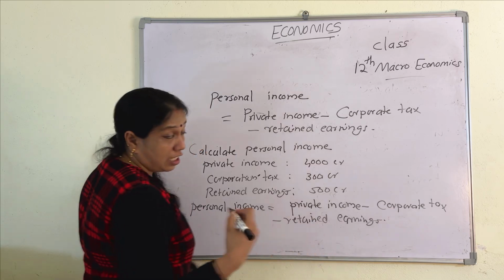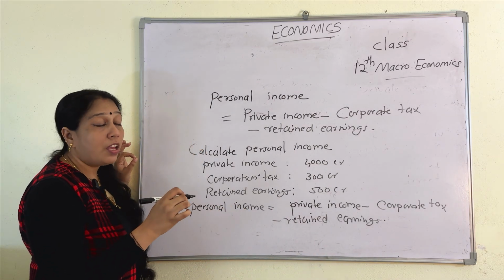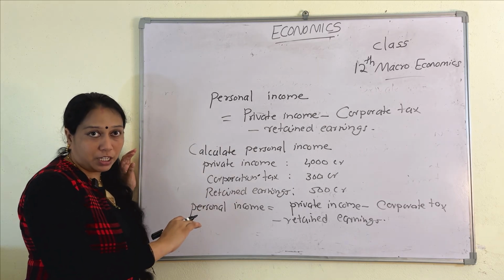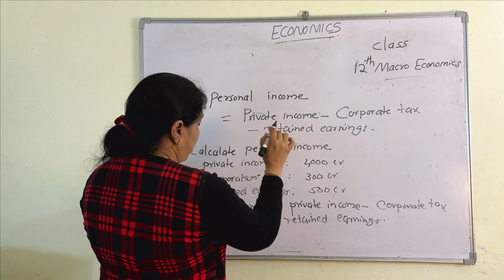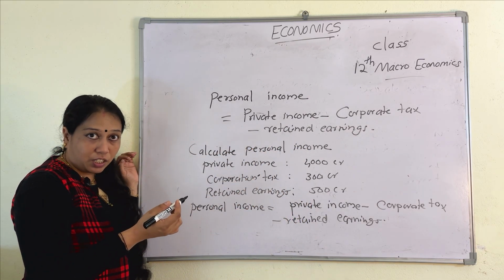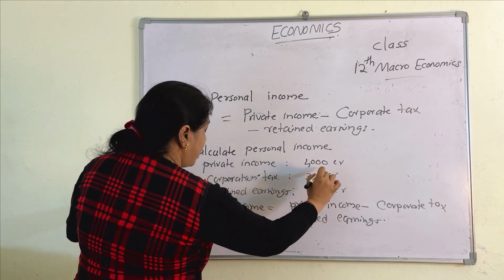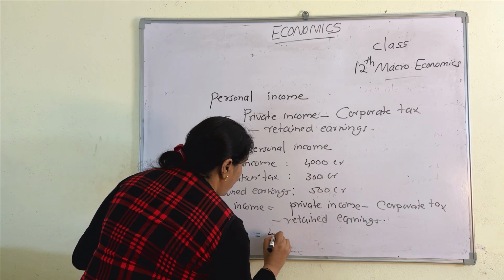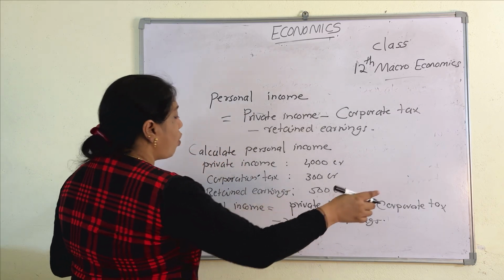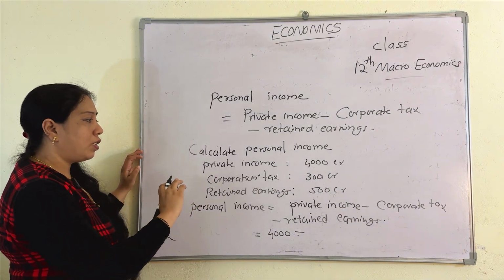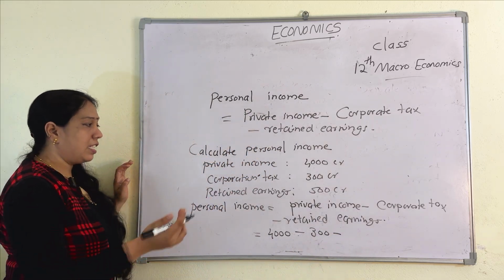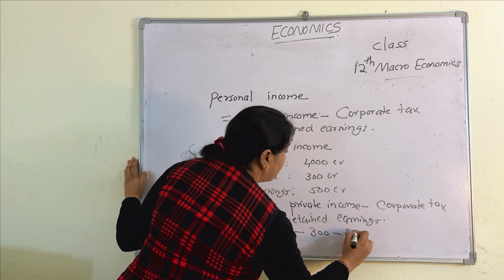Because the formula you will get a separate mark, so you have to study the formula. Any problem you are solving, first you have to write the formula, then you have to apply the numbers. Okay, so personal income means private income minus corporate tax minus retained earnings. Here private income is directly given: 4,000 crore minus corporate tax, which you have to deduct, 300 crore, minus retained earnings, that you have to deduct, that is 500 crore.